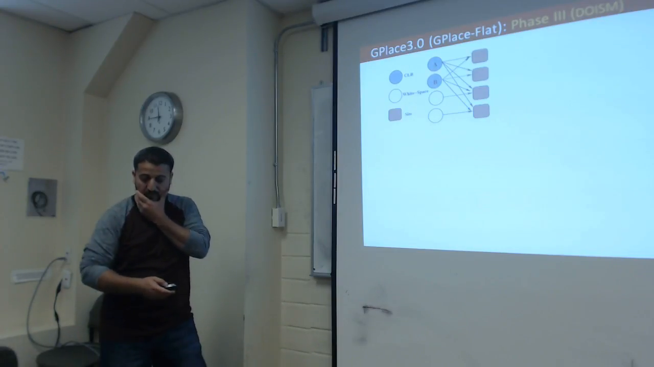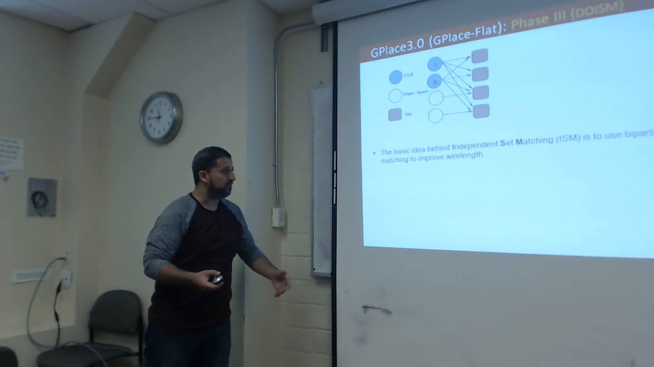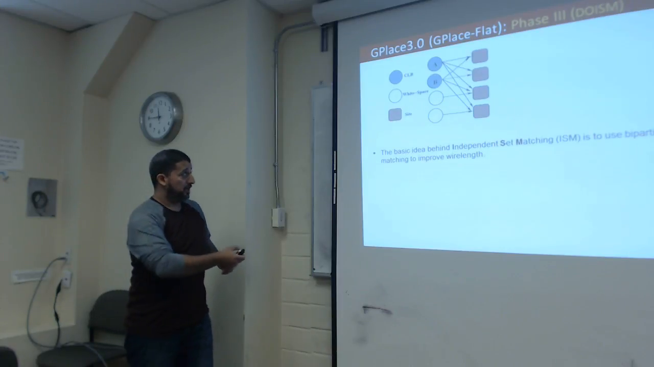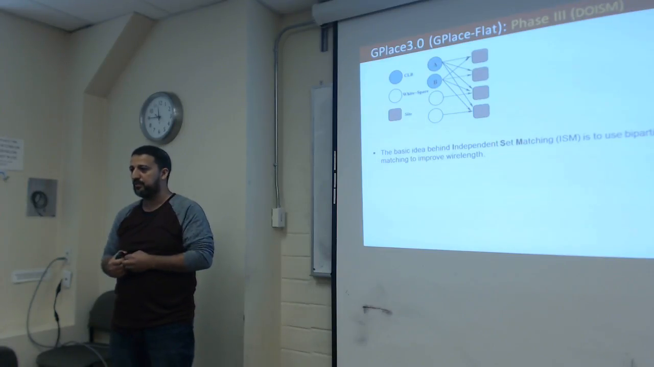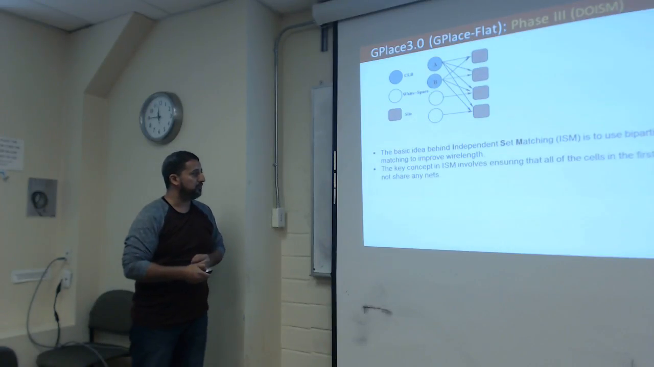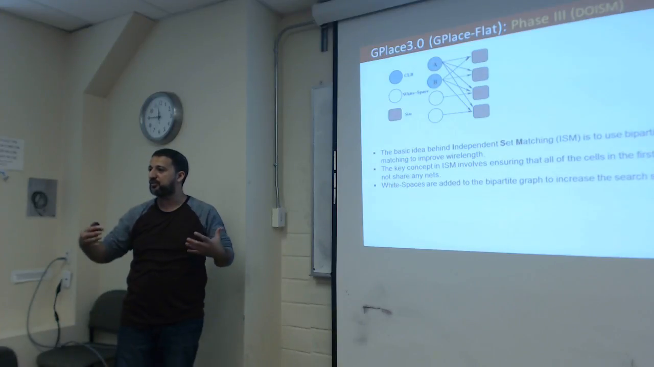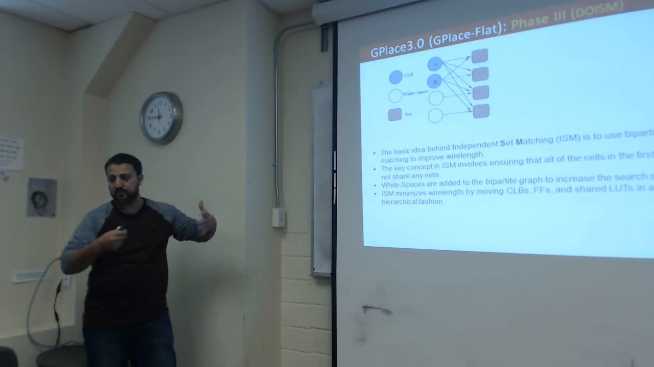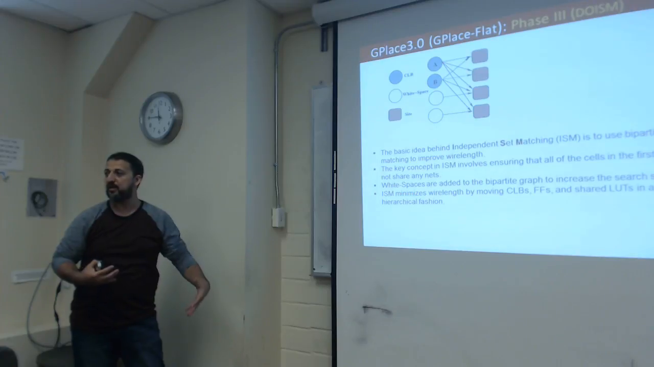Now after, okay, we applied the detailed placement using independent set matching. The idea of independent set matching is that you do bipartite matching to find the optimal moves, but you want to make sure that the blocks that you picked are not connected to each other. So you guarantee that you find an optimal movement for this. Now this figure shows only a CLB, but also we incorporate white space to have a larger search space. We have a different independence for different levels, like we do that for CLBs, flip-flops alone, LUTs alone.